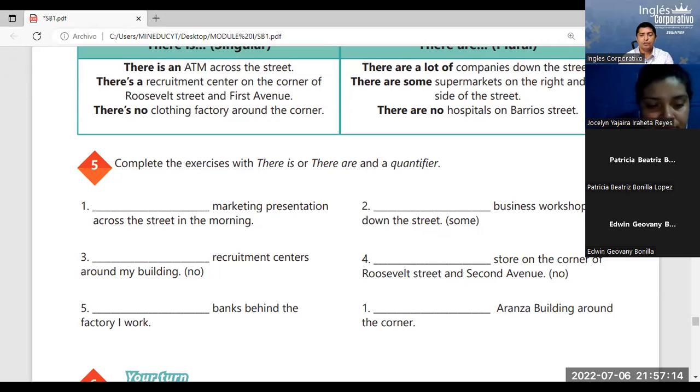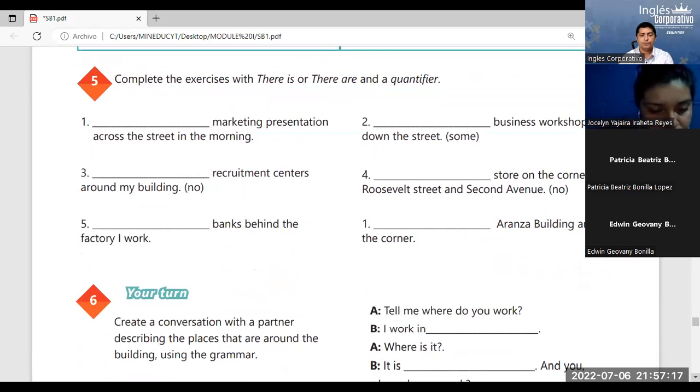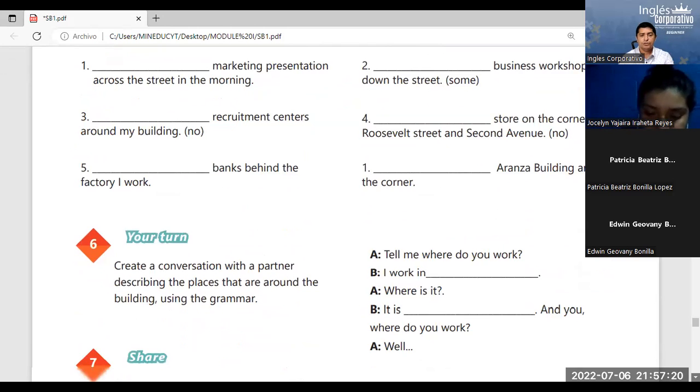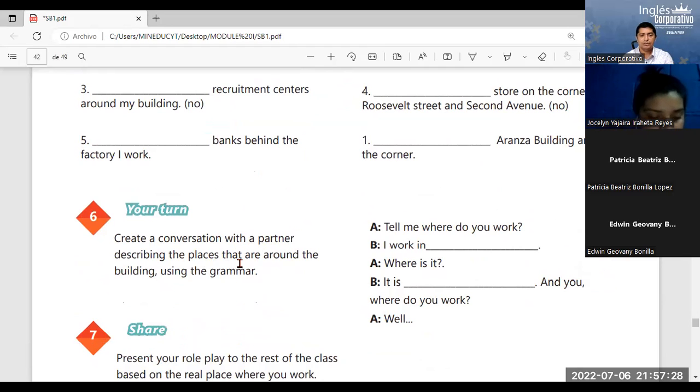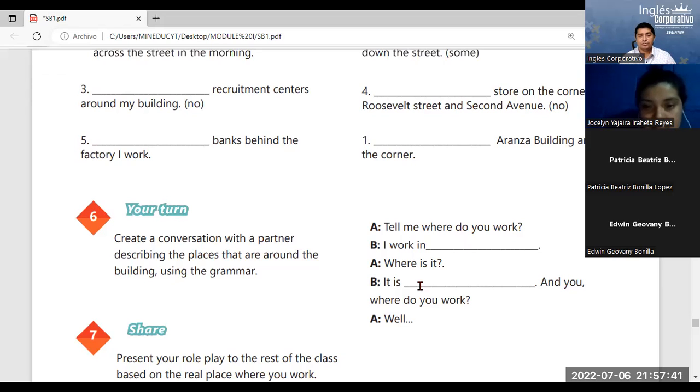Bueno, ejercicio 5 les dejo ahí de tarea. Y el ejercicio 6 lo seguimos el día de mañana, donde dice que cree una conversación con alguien describiendo lugares que están alrededor de around the building using the grammar. For example, tell me, where do you work? I work in... You mention the place. Where is it? It is... In Lo Vasco, said Edwin. And you, where do you work? Well, I work in Santa Tecla. And you start talking about that.